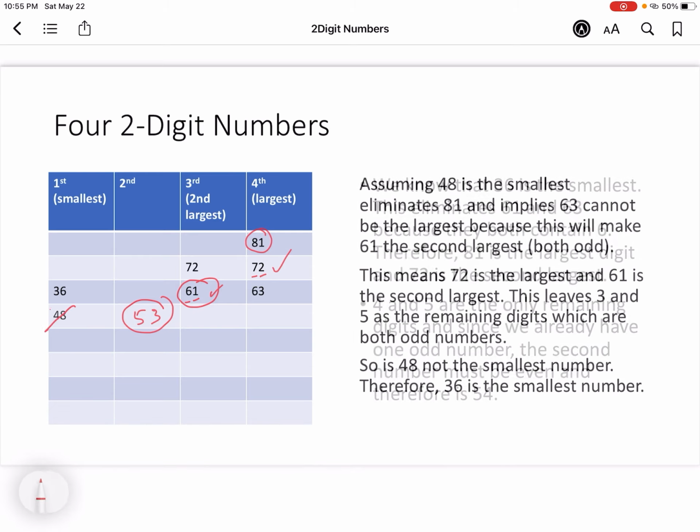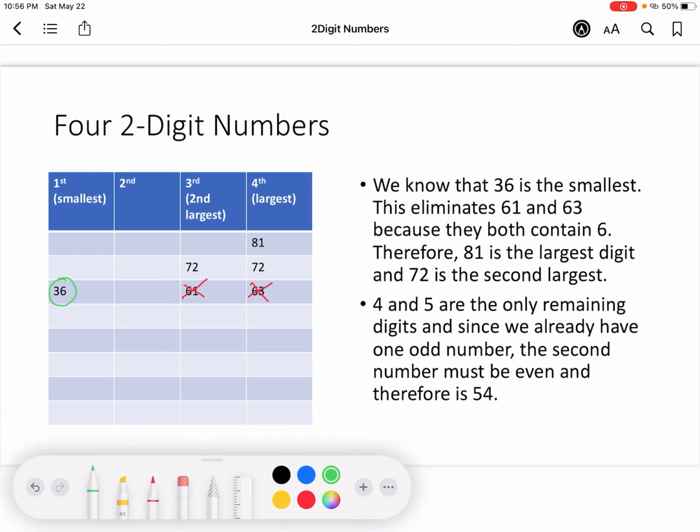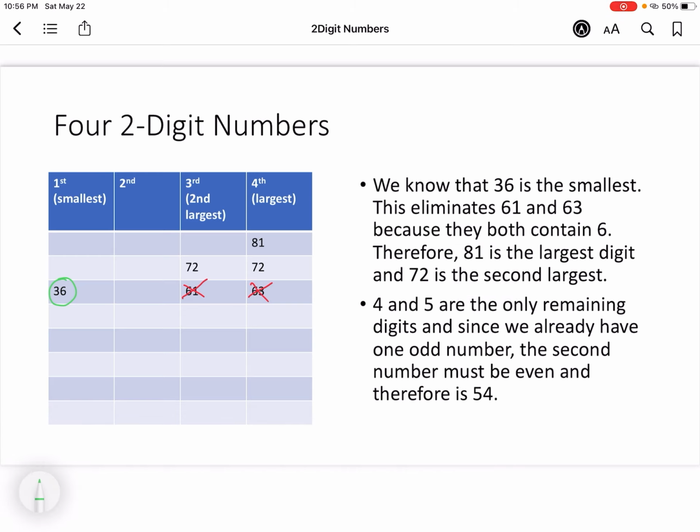So, hindi pwede to. Meaning, 36 is the smallest number. So, pag 36 is the smallest number, gumamit na siya ng 3 at 6 as digits, meaning wala na to. And, syempre, hindi naman pwedeng 72 yung largest number kasi 72 na lang natira sa second largest. So, 81 is the largest number. 72 is the second largest. So, anong digits na lang ang hindi natin nagamit? 4 and 5 na lang, di ba?